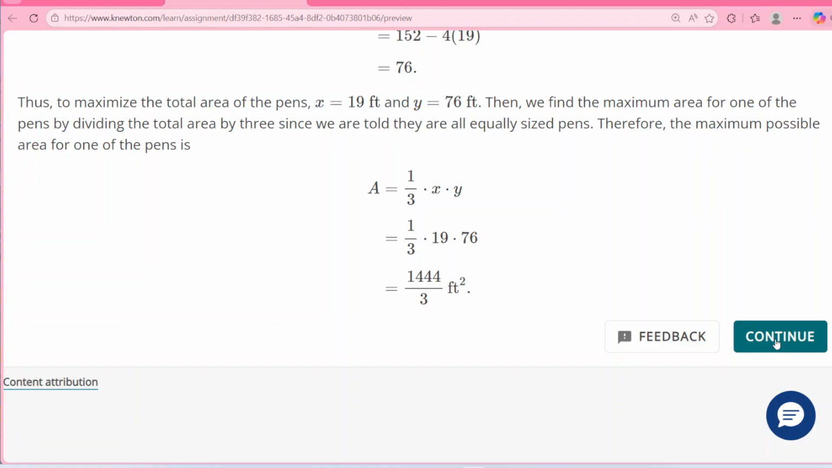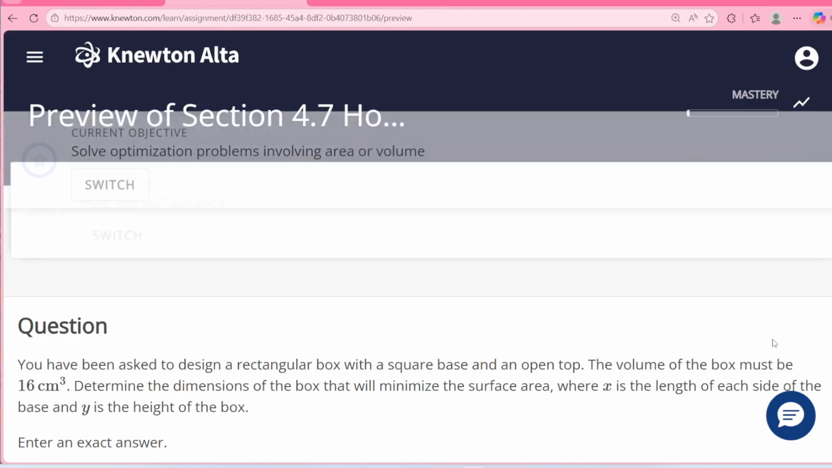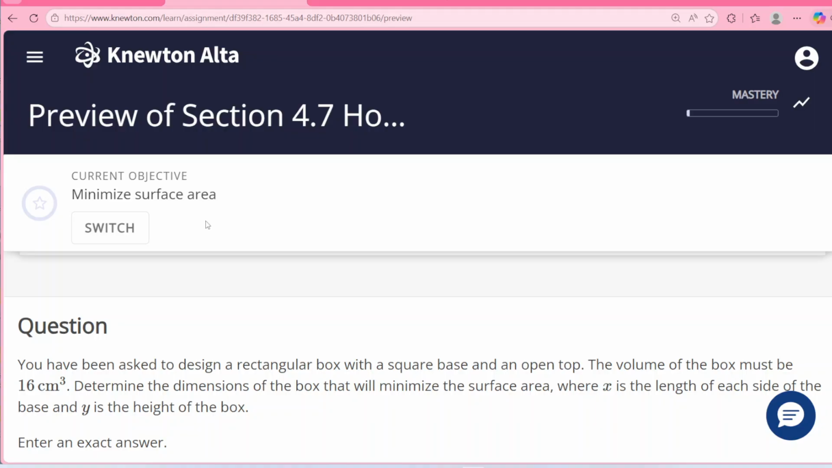Okay, so moving on. All right, so now that was an optimization problem involving an area or a volume, right? The area of some pen. Here we're going to be asked to minimize the surface area, right? So surface area is the amount of area taken up on the surface of some three-dimensional object, right? Just on the surface, on the outside. It's kind of akin to the perimeter of a two-dimensional figure, right? Just the outer stuff.